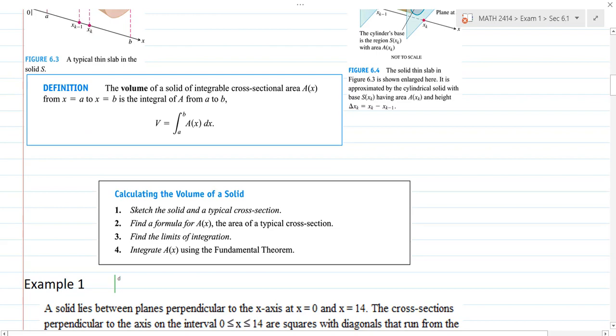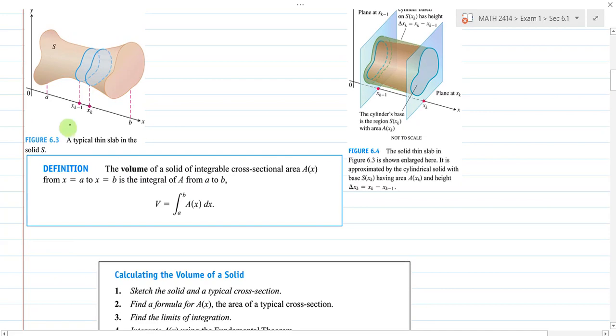We look at the formula for the volume of a solid of an integrable cross-sectional area, A of x, from x equals a to b. It's going to be the integral that goes from a to b. So here's a on our picture and here's b. And if I wanted that volume, I would integrate over those bounds from a to b the cross-sectional area of that function. So we need to have an area of a cross-section that we can find the geometric shape for, so that we can add up all those areas.